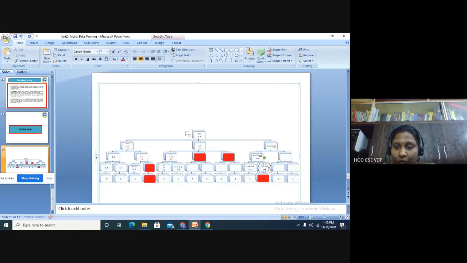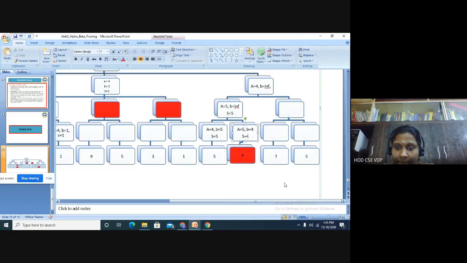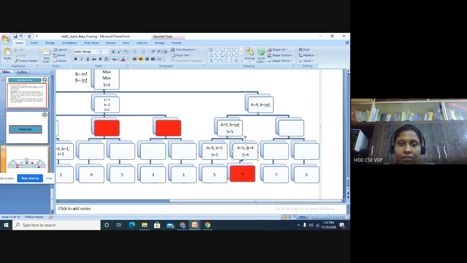Okay. Now, what do I pass up? I pass a value of S is equal to 4 to my parent node. So S is equal to 4 goes up. That is assigned to max, min, max. Okay. So when I say max for this, S is equal to 4. No, S is equal to 5 only. Why? Because 5 comma 4, 5 is the maximum, right? So the value of S equal to 5 goes here.